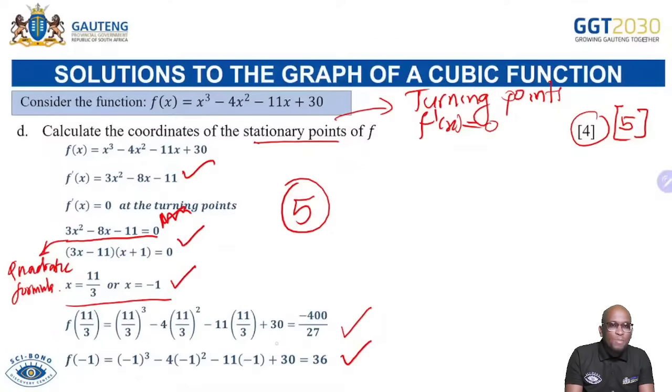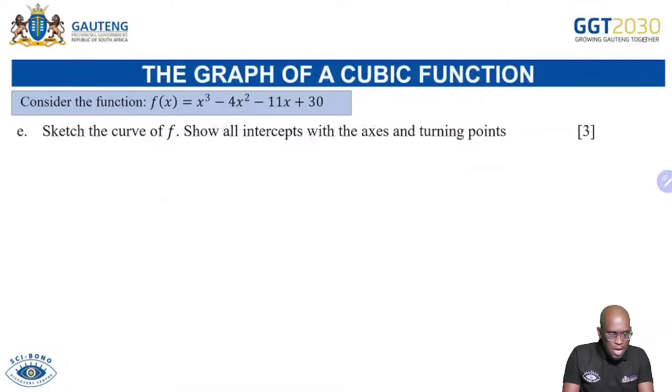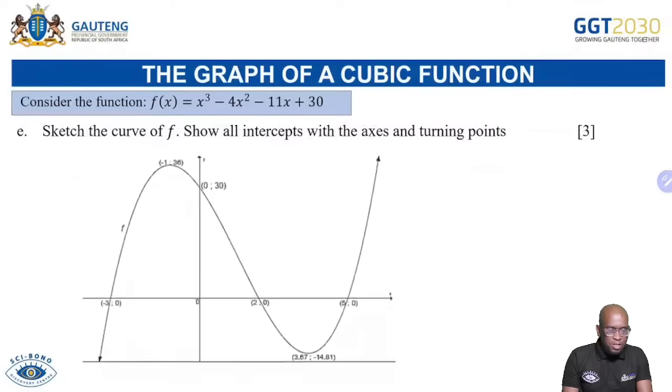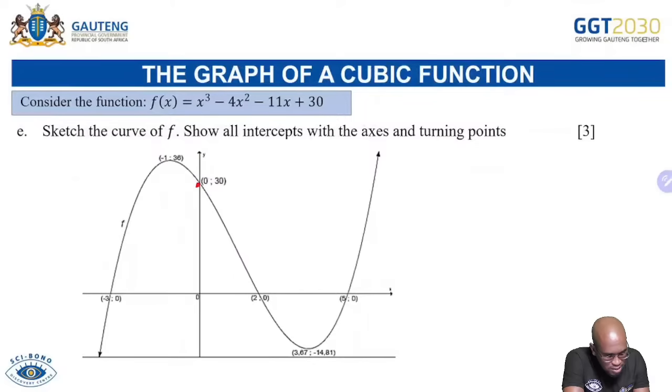And then from there, we must sketch the function, all right? So these are the turning points, the coordinates of the turning points, okay? So now we need to sketch the function, all right? Let's look at how we could do that. Now, you need to show all intercepts with the axes. Now, this is how you were supposed to sketch. This is the y-intercept, okay? This is the y-intercept. We've calculated it.